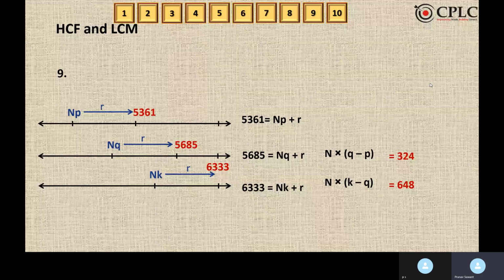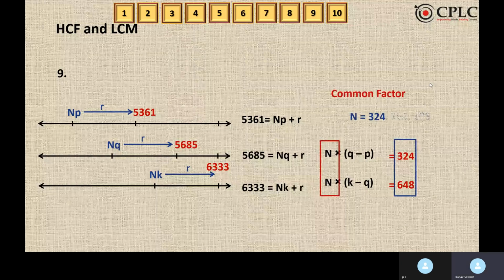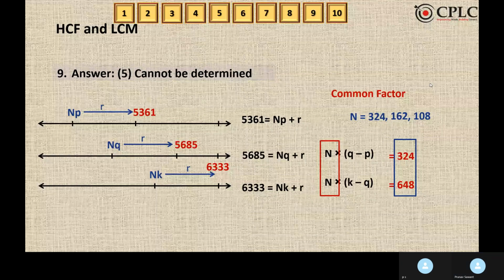So we'll figure out all the common 3-digit numbers between 324 and 648. So the common factors are 324, 162, 108. And all the common factors are 3-digit numbers. Hence, we cannot find a definite answer. If we cannot find a definite answer, cannot be determined will be the option that you will mark. So option 5 is the answer to this question.